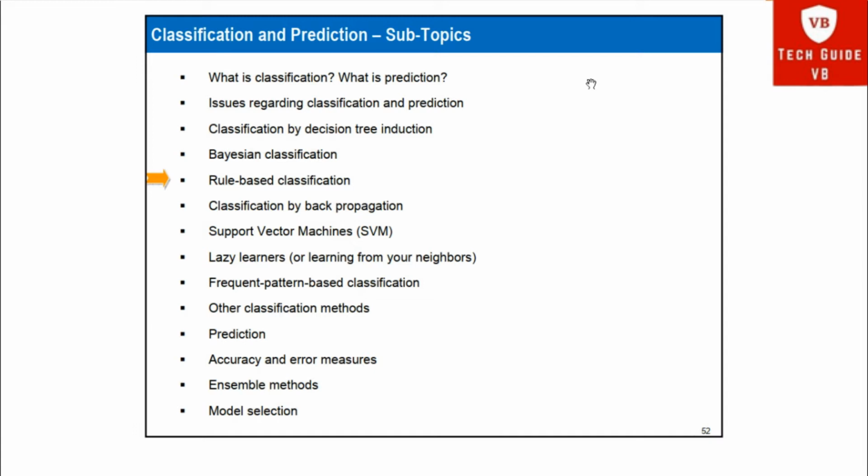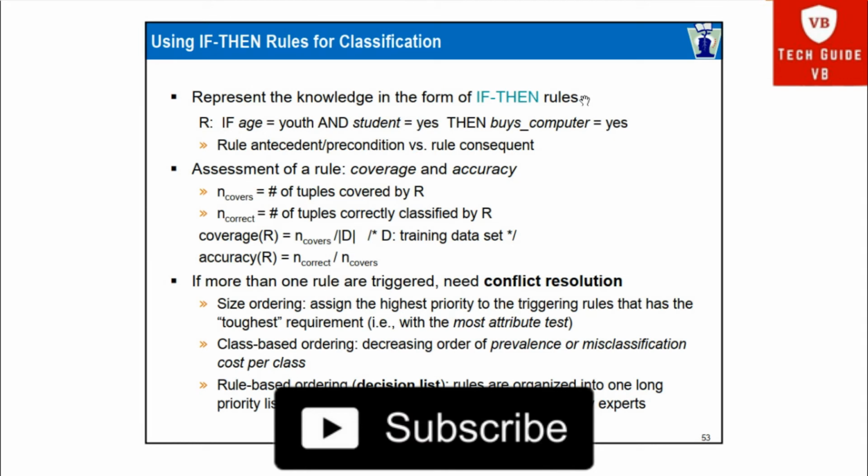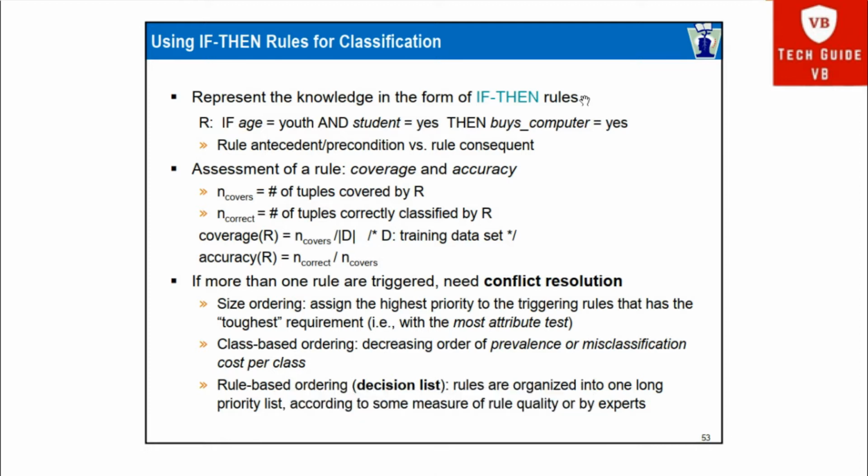So today we will see rule based classification in detail. So let's get started. What is rule based classification? It is using if then rules for the classification. In comparison to the Bayesian classification, rule based classification is simple. It represents the knowledge in the form of if then rules.